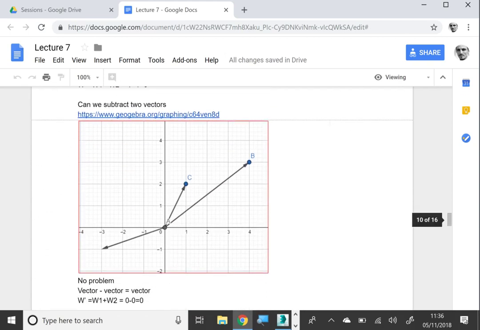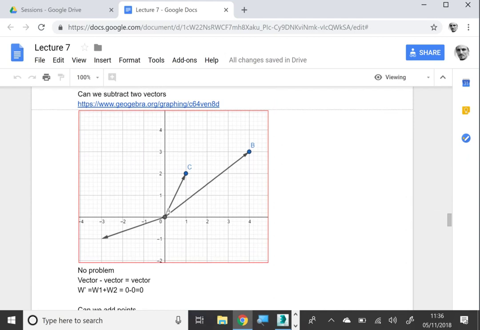Can we subtract 2 vectors? Yep. I have a vector here, I have a vector here, I subtract them, I get another vector, and if I do the maths in the homogeneous coordinate, 0 minus 0 is 0.